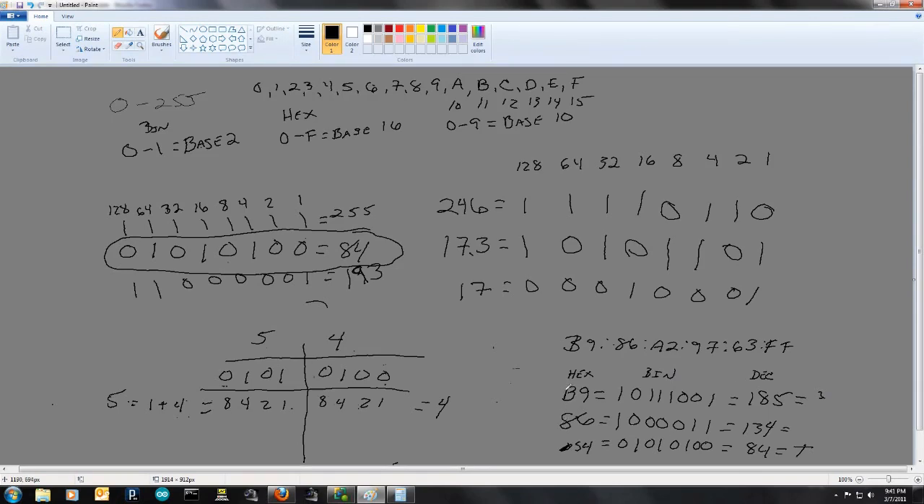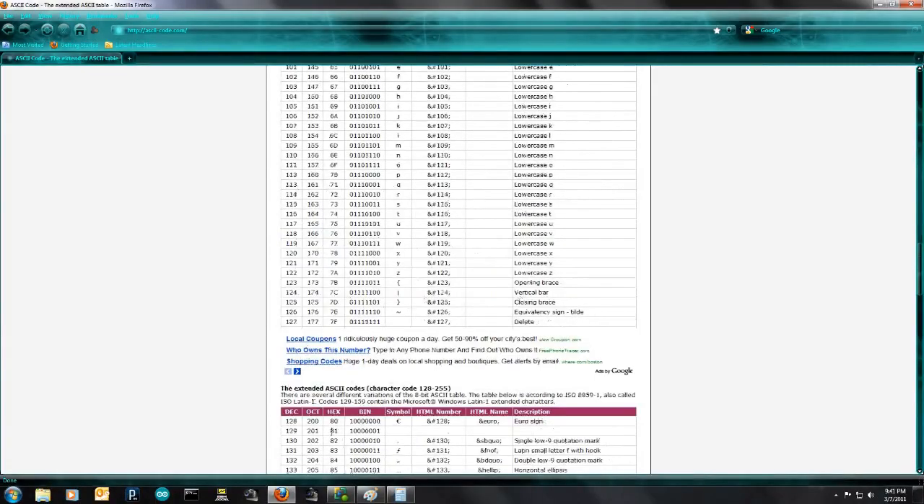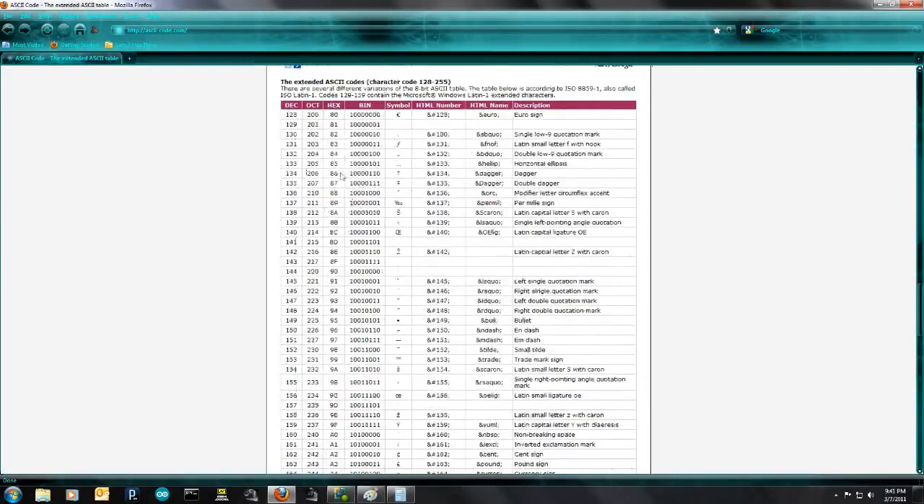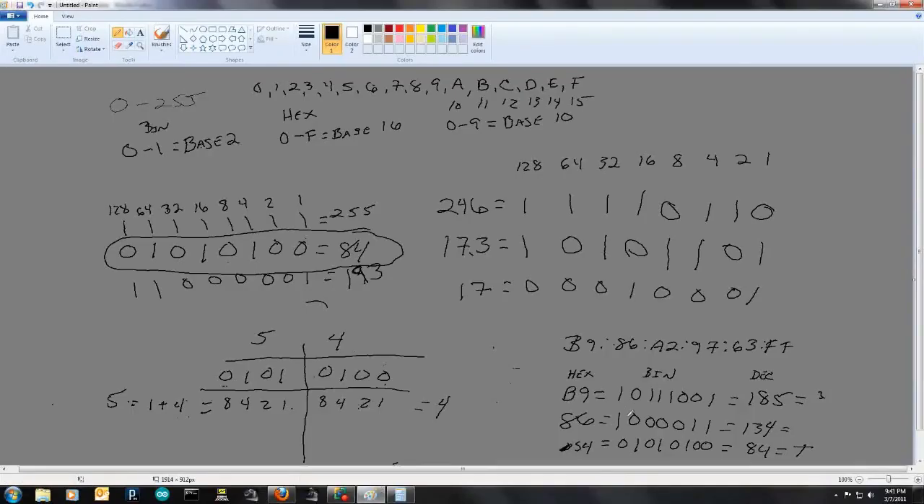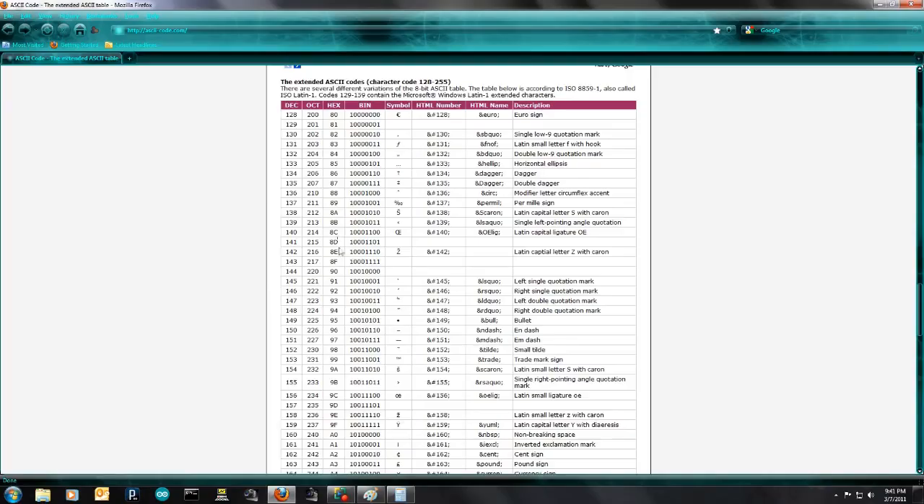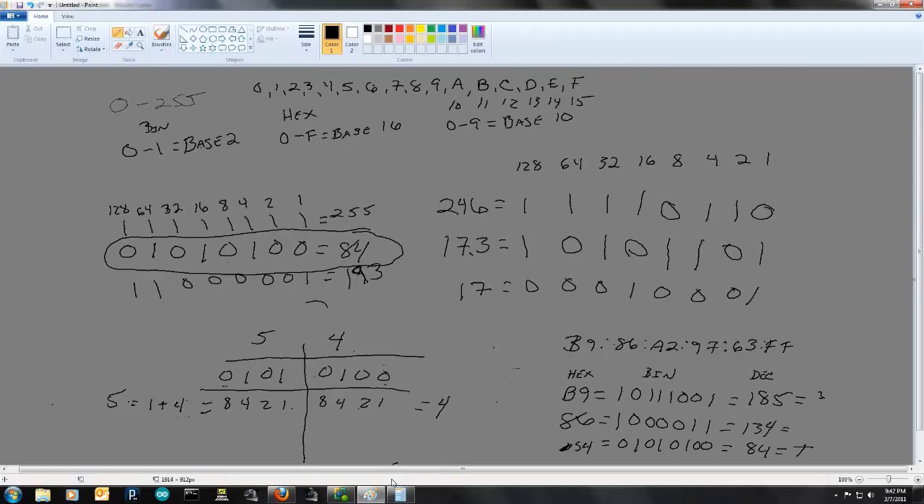And 86. Let's go back. And in hex, we've got 86. 86 equals 1, 0, 0, 0, 0, 1, 1, 0. Let's check that out first. Our 86 is 1, 0, 0, 0, 0, 1, 1, 0. That's fine. And it is a little cross, which says it's a dagger. It's almost like our letter T.